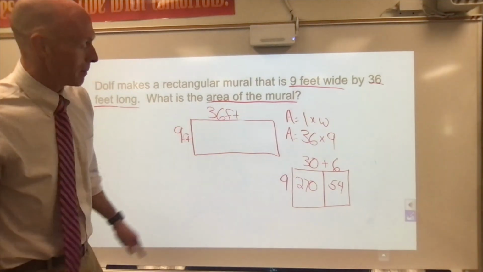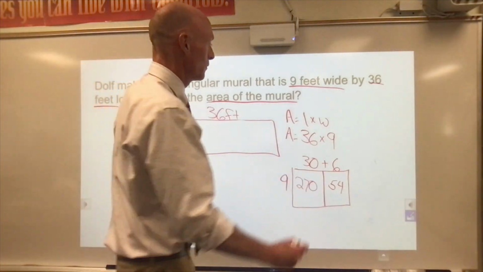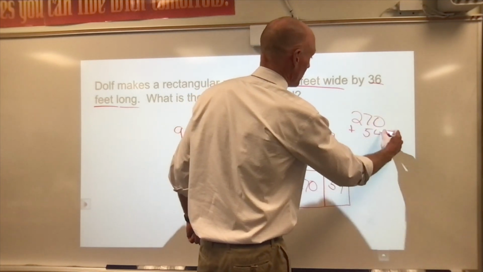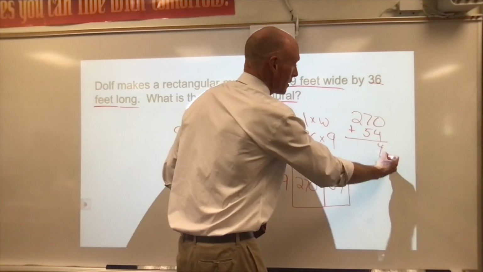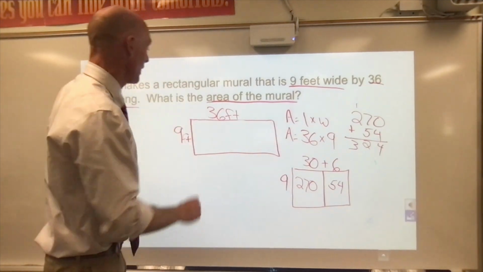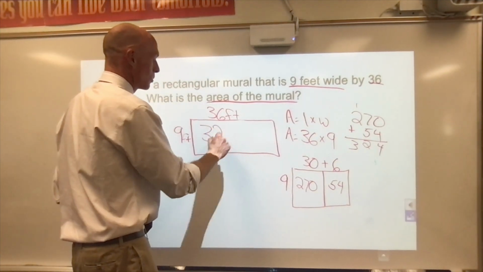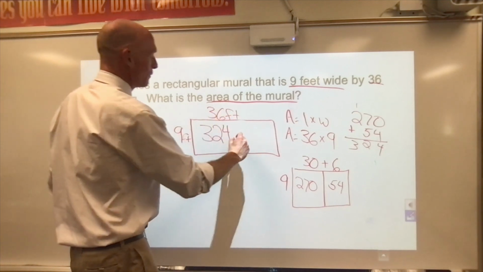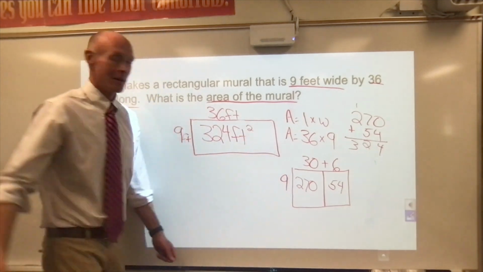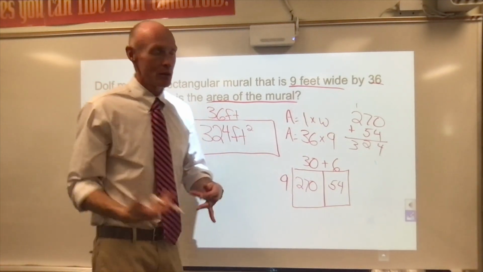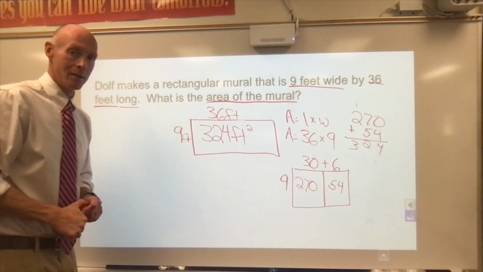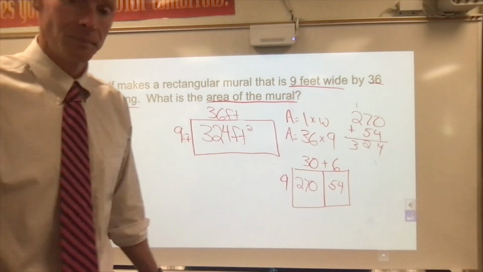Last step, add them up. 270 plus 54. 4, 10, 11, 12, 3. I have the area of 324, and because we're dealing with feet times feet, it's going to be feet squared. We'll get into that in class as to why it's feet squared, but my final answer is the area is 324 feet squared. Let's try this next one.